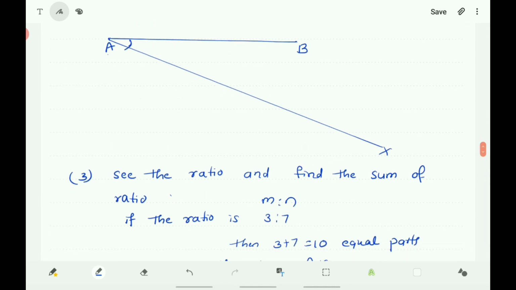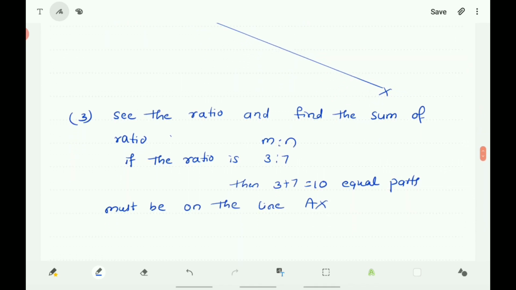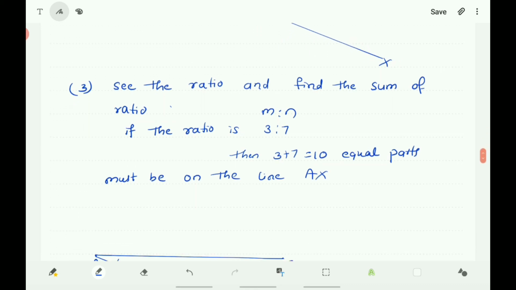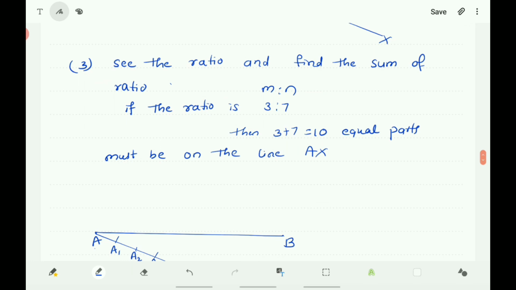Now you see the ratio. The ratio may be in the form of M:N. So let us consider the ratio is 3:7. Then you find the sum of the ratio. If 3:7 is given, that is 3 plus 7. If 5:3 is given, that is 5 plus 3, 8. And if 2:3 is given, 2 plus 3 equals 5, like this way. Here the ratio is 3:7, then 3 plus 7 becomes 10.